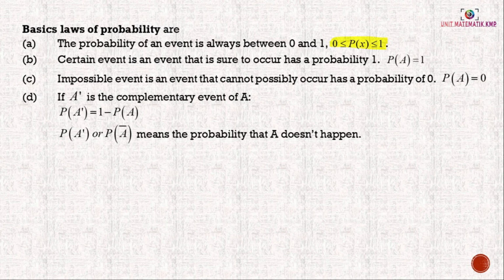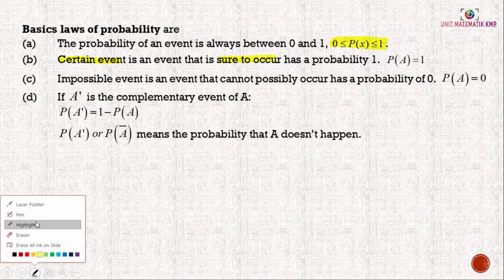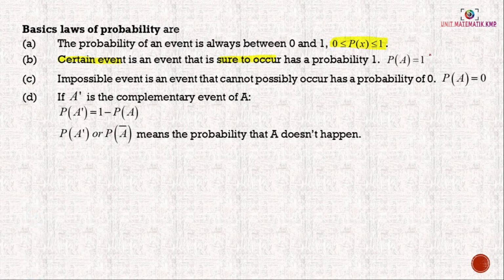Okay, so B, certain event is an event that is sure to occur, has a probability of 1. So maksudnya probability of A is 1, ataupun senang cerita kita kata 100% will happen, confirm jadi lah. Itulah ayat yang kita selalu kata. So tu maksudnya certain event.